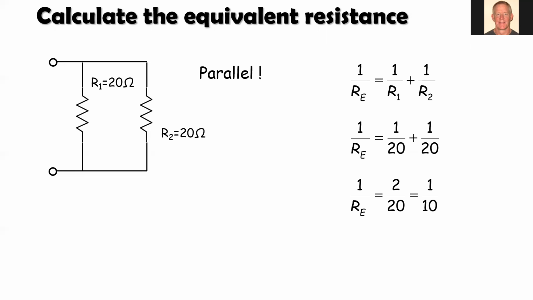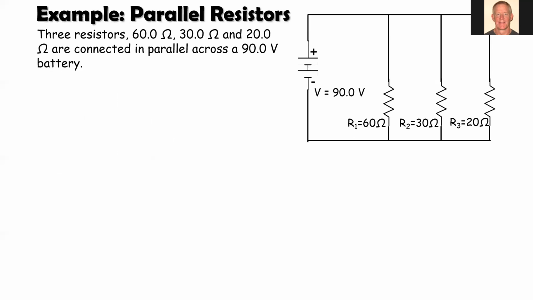Now, when you solve these types of problems for parallel, make sure that at the end you take the reciprocal to get the equivalent resistance. You don't want to leave your answer as 1 over the equivalent resistance. So 1 over 10, if we take the reciprocal of that, simply becomes 10 over 1, or 10 ohms.